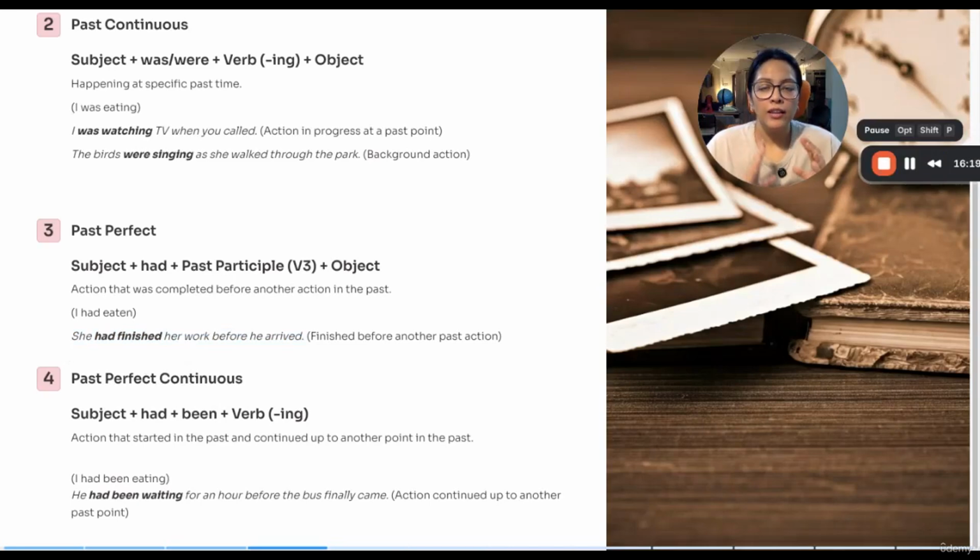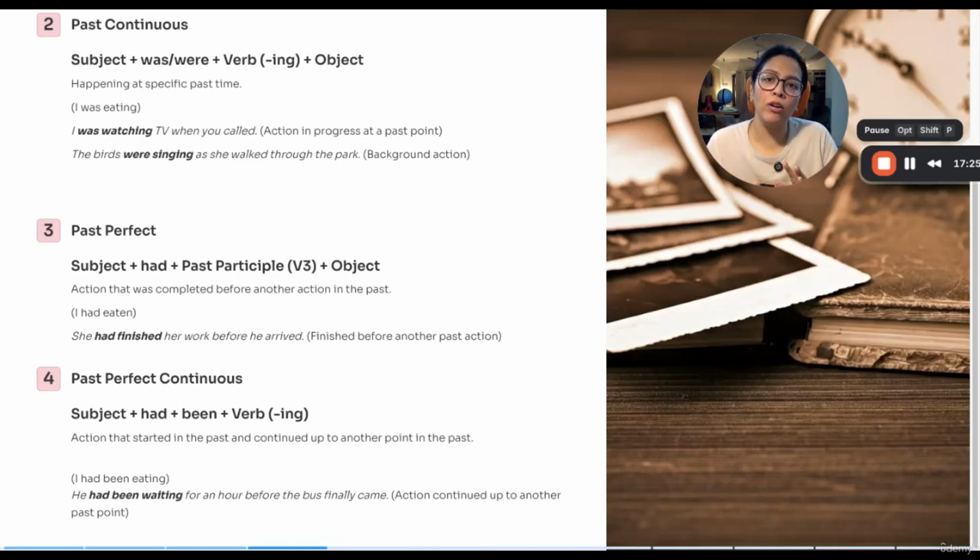Let's talk about past perfect continuous. There's a very subtle difference between past perfect and past perfect continuous. As I've mentioned before, past perfect is used when you want to convey that one action was completed before the other action began. But in past perfect continuous, the focus is not on the completion. Rather, the focus is on how long did something last before something else started. So the formula for this would be subject plus had plus been plus verb and ing.